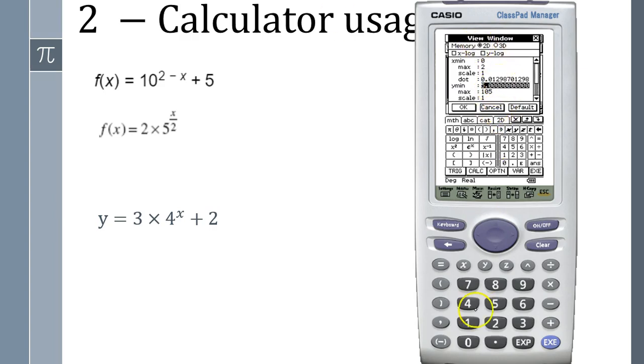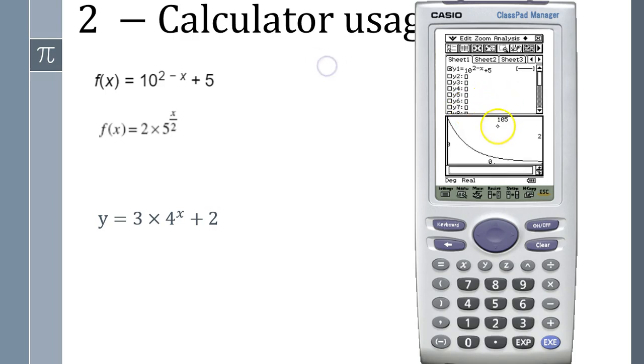It would help if I put that at 0. You can see there that the asymptote is at 5, or you can just look at k. So that's one not very hard to find. Just look at the number on the end. Finding another point, though, can be difficult.